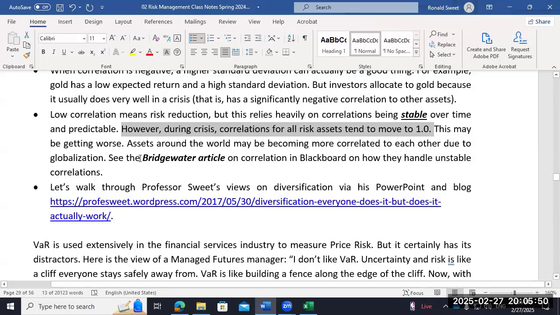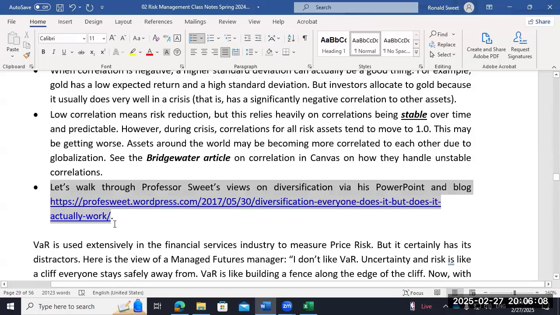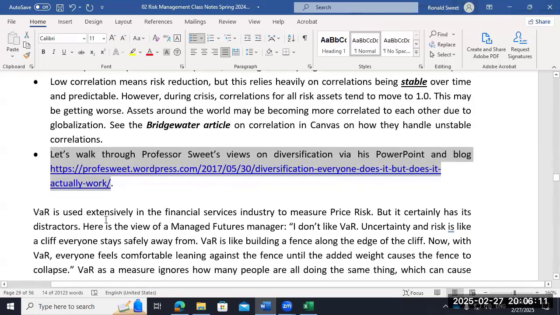I'm going to show you the Bridgewater article. It's on Canvas. They say in the article, correlation does not exist. So that's kind of a strong argument. They're throwing out the bulk of finance in one sentence. So that's kind of strange. And then an essay for the second exam is another blog. It's about as sacrilegious as you can get. And I asked, does diversification even work?